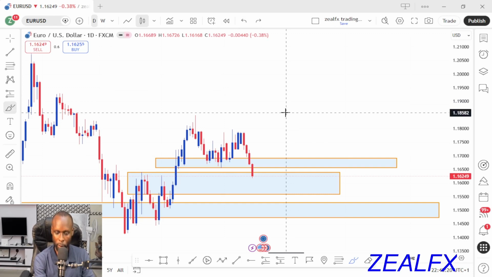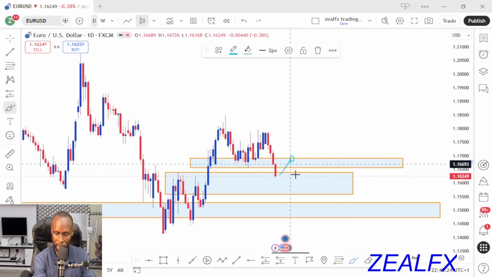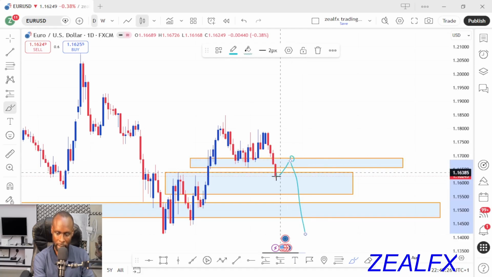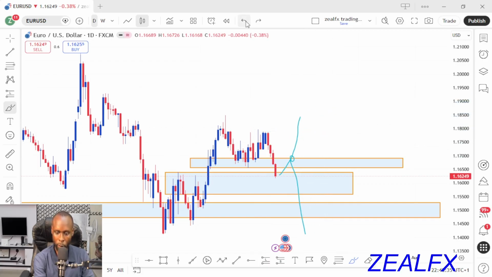So our scenario for this week for sell, we need price to come to this resistance, then we look out for sell to the downside. Then for the buying scenario, we need price to break above this high. Then we'll start looking for buy to the top. So our major scenario for this week is to look out for sell from a resistance level for the Euro USD.